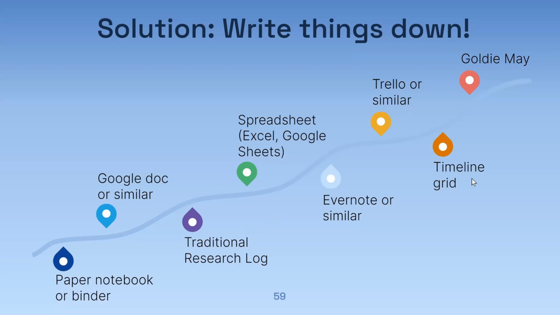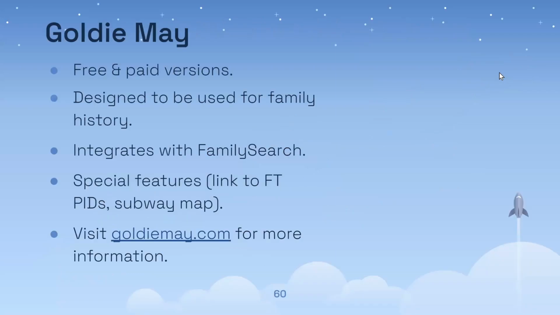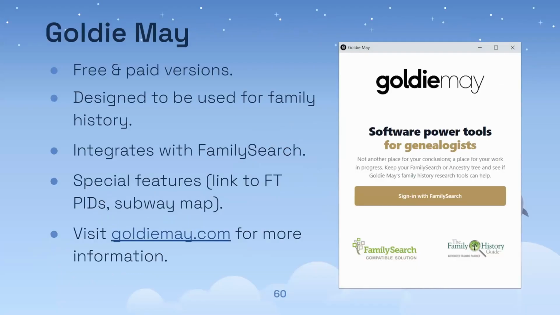We've talked about the timeline grid, which is a table where you just capture information on your family. One of my very favorites that I use all the time is Goldie May. Goldie May, that's the only one I'm going to go into a little more detail on today, just because I think this is such a cool program.